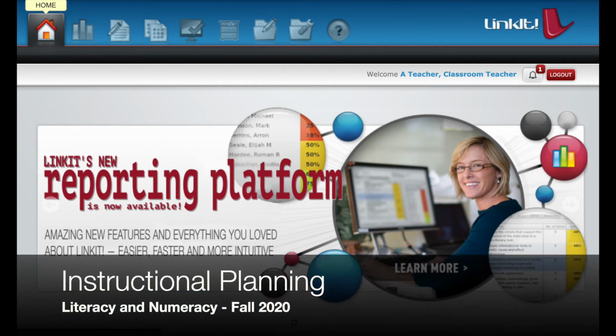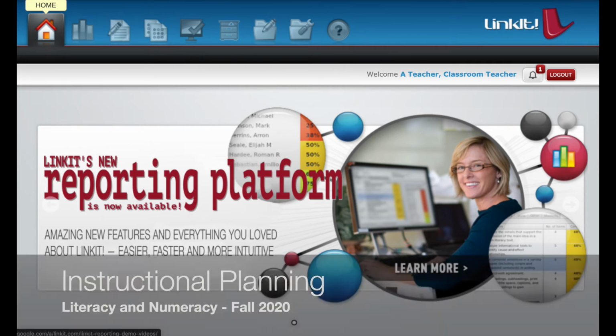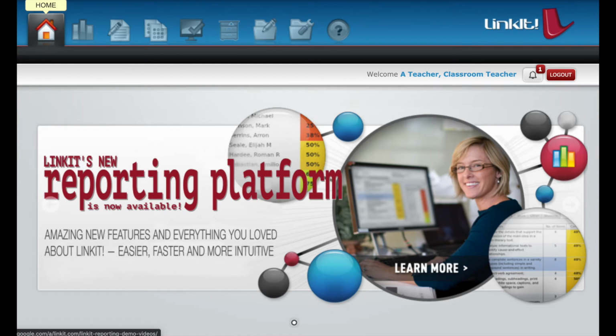This is an overview of new instructional planning tools that teachers will have through the Linkit system. These analytics show anonymized results of a fourth grade Linkit math assignment.